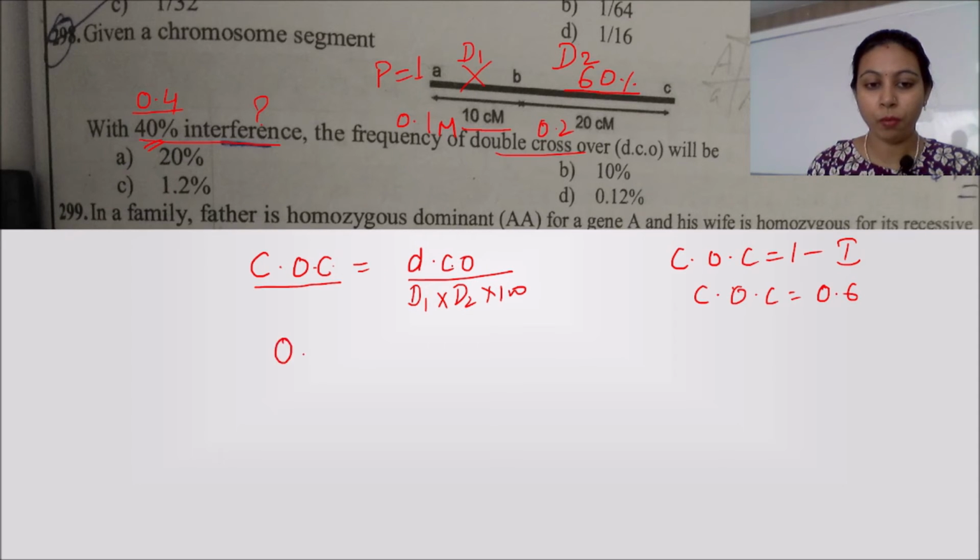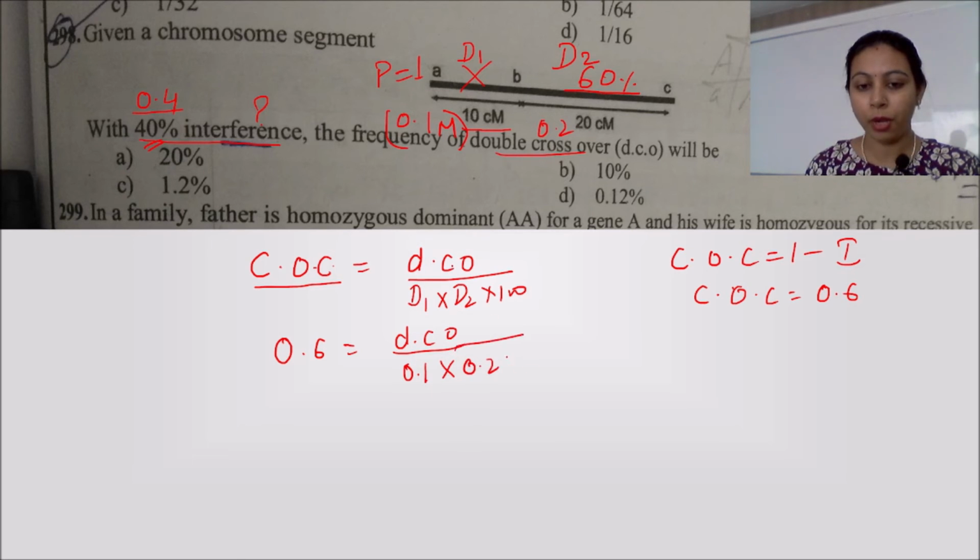After calculating, we have 0.6 equals double crossing over divided by the distance between A and B, which we have expressed in Morgan as 0.1, into D2, which is 0.2, into 100. Now when we calculate this, expressed in terms of double crossing over, which is the requirement of our calculation, it will give you 0.6 into 0.1 into 0.2 into 100.